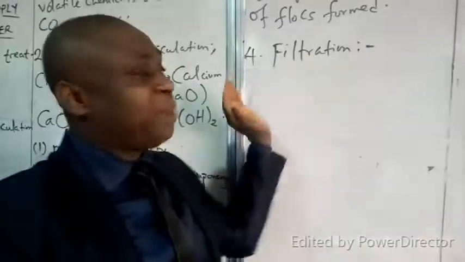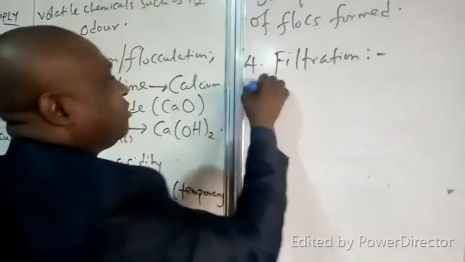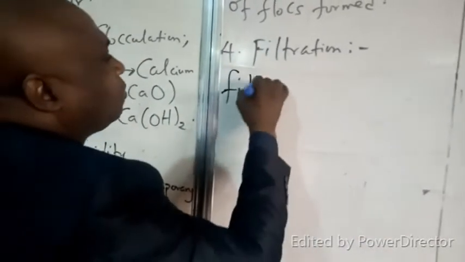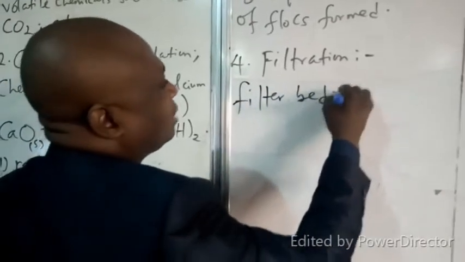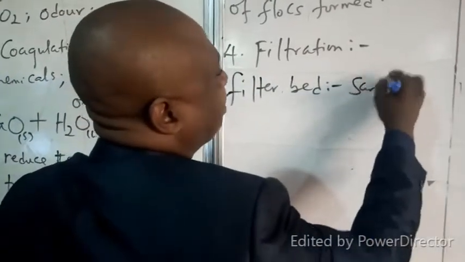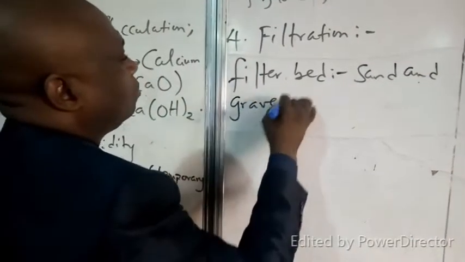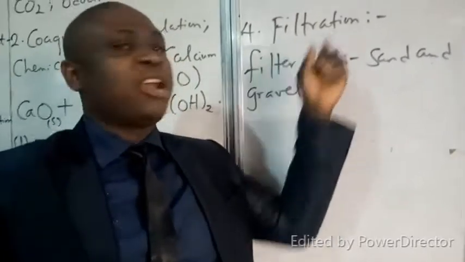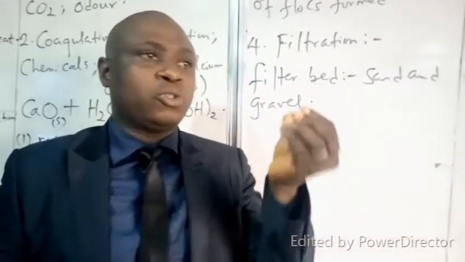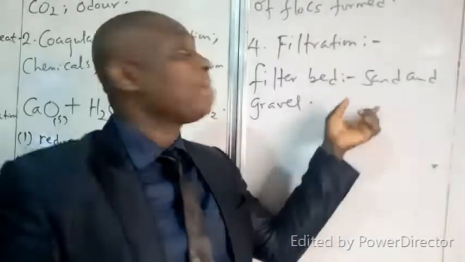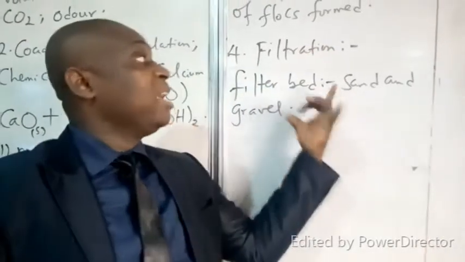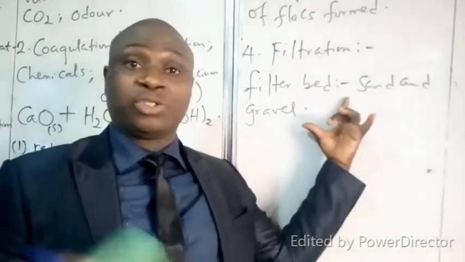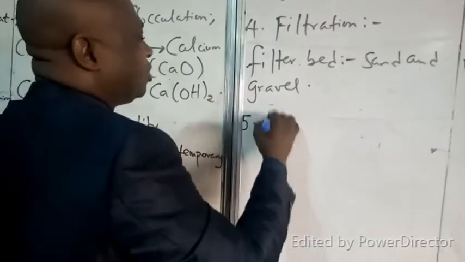So the water is passed through a filter bed. Now the filter bed we are talking about is a mixture of sand and gravel. So what happens is the sand and the gravel take care of the other fine particles of dirt that you have in that water. And so the water passes. Here, take note, there is no addition. All you are just doing is filtration. So when it passes, the next stage is disinfection.